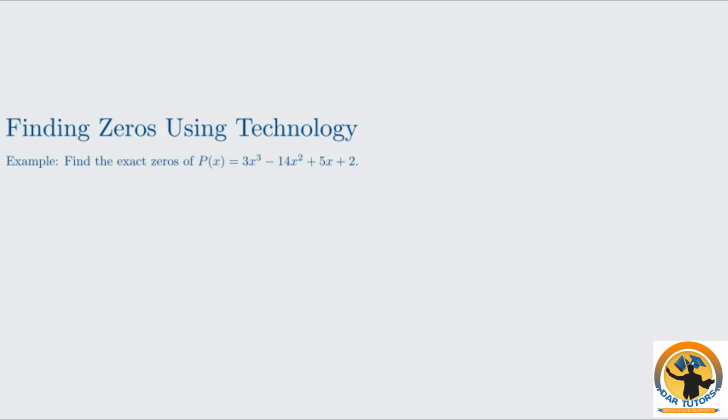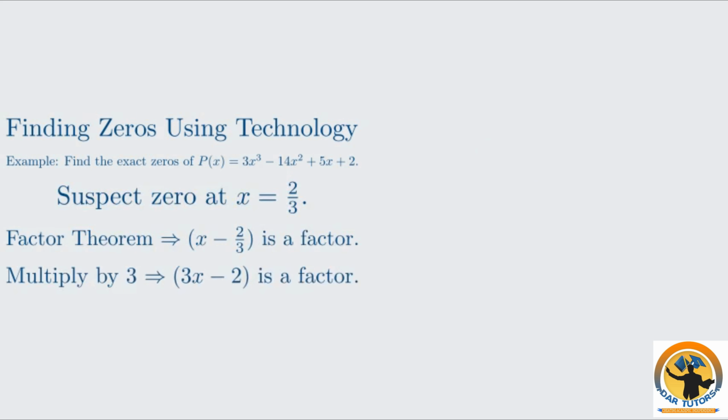Let's find the exact zeros of the polynomial p of x equals 3x cubed minus 14x squared plus 5x plus 2. First, we graph the polynomial using technology. We look for any x-intercepts. In this case, the calculator shows an intercept at approximately 0.666667. This is a decimal representation of the fraction 2/3. So, we suspect that x equals 2/3 is a zero.